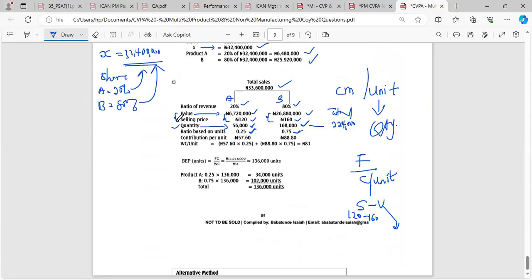So what's our sales here? Our sales is 120. So 120 minus 62.40. Please, what do you get? 120 minus 62.40. What do we have? 57.6. Are we correct? Good, correct.